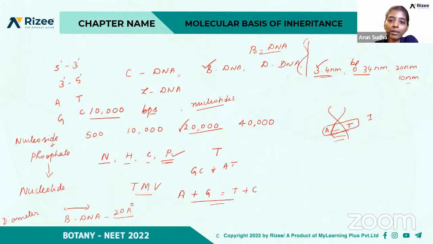Tomorrow we'll continue with the experiments, that is how they proved that DNA is the genetic material. So we'll continue in the next class. Okay, so no doubts, right?